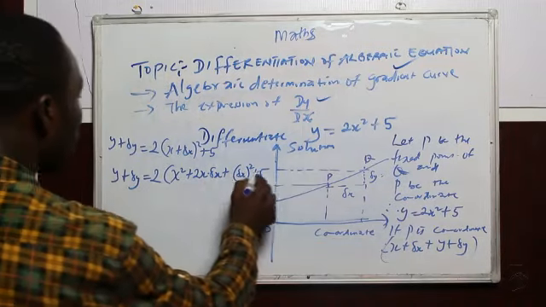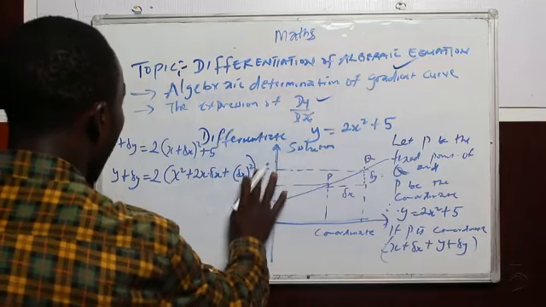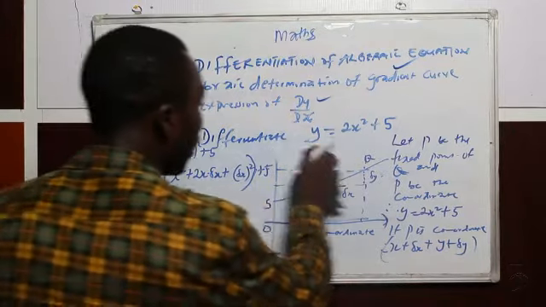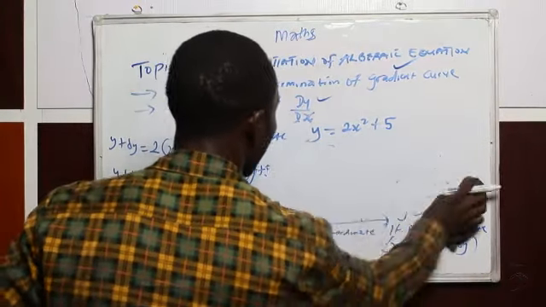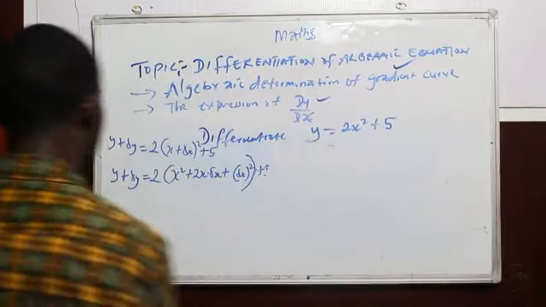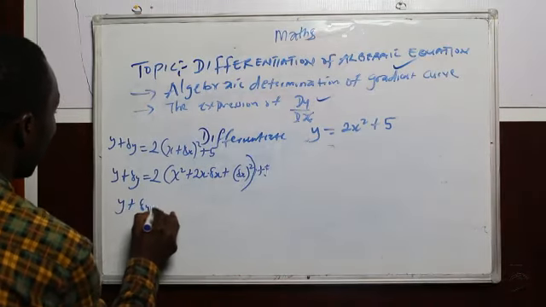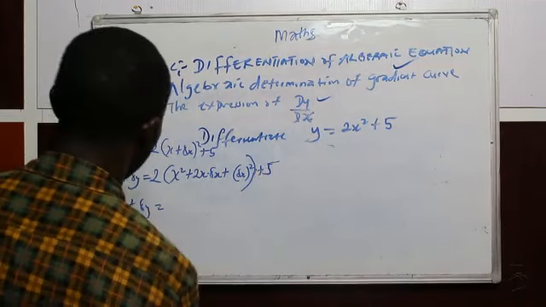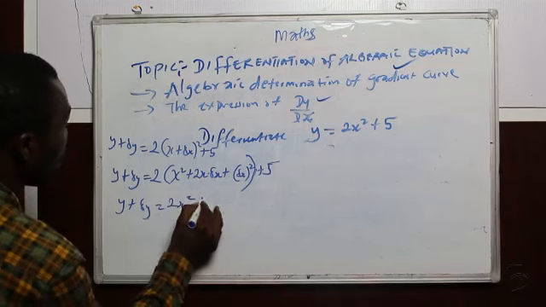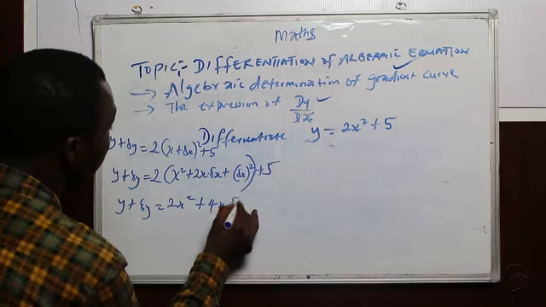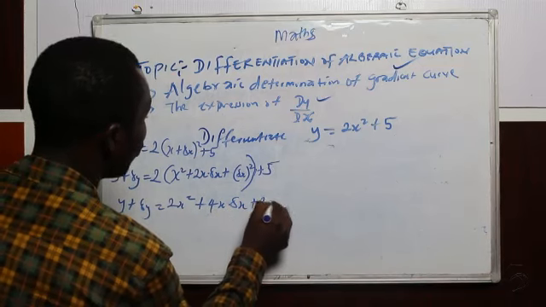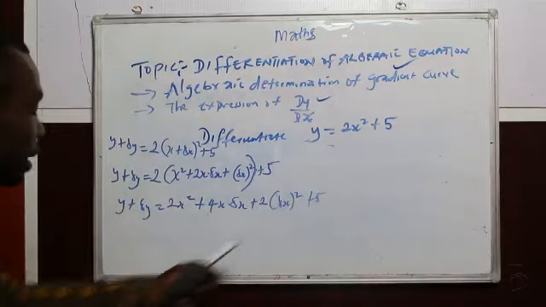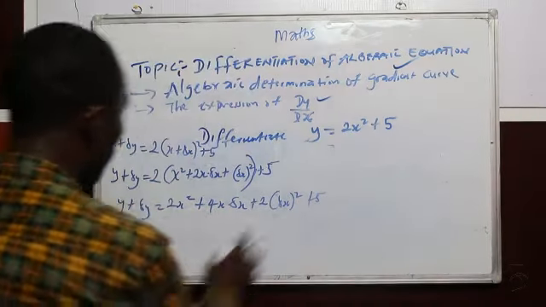Now, after we have opened this bracket, knowing fully well that our 2 is still there to open this bracket, therefore y plus delta y equals, we use the 2 to expand this bracket. 2 times this will give us 2x squared plus 4x delta x plus 2 bracket delta x all squared, plus 5. Now, this is the equation that we have gotten.